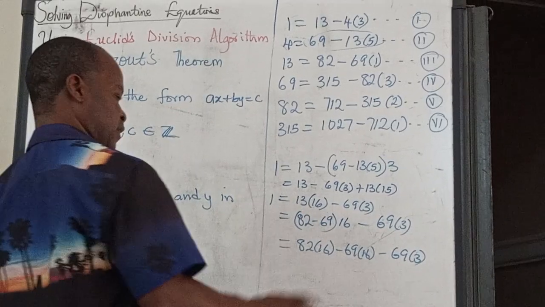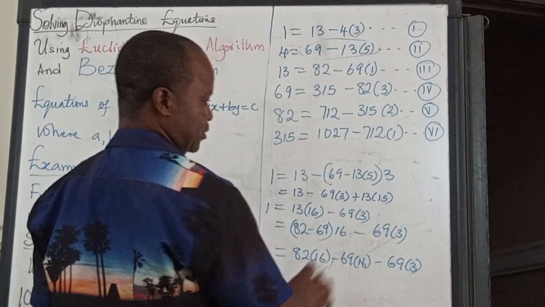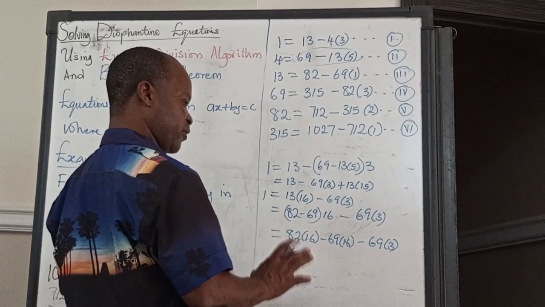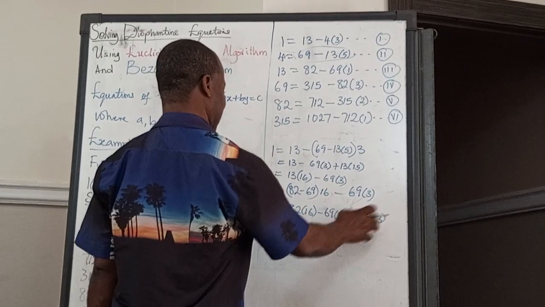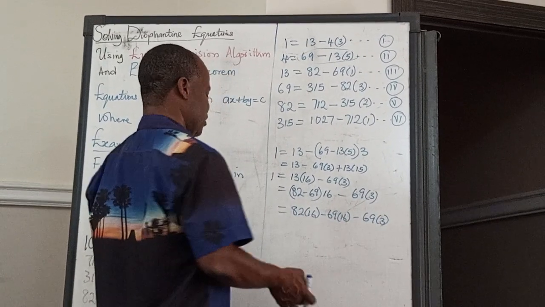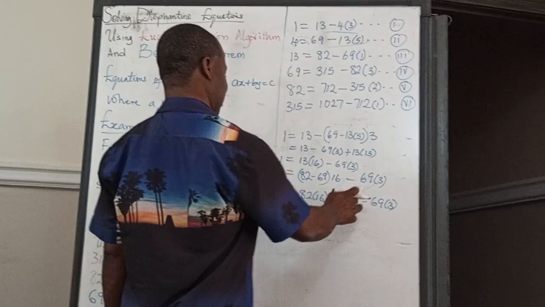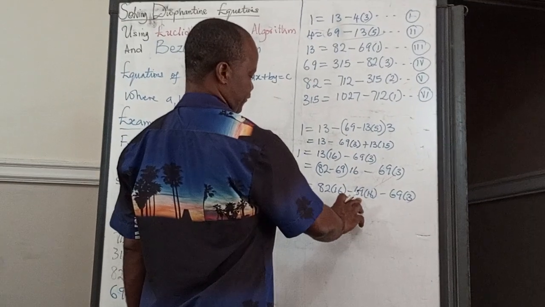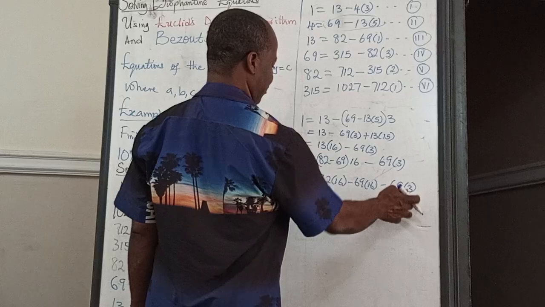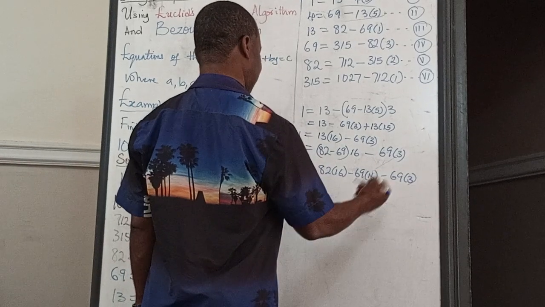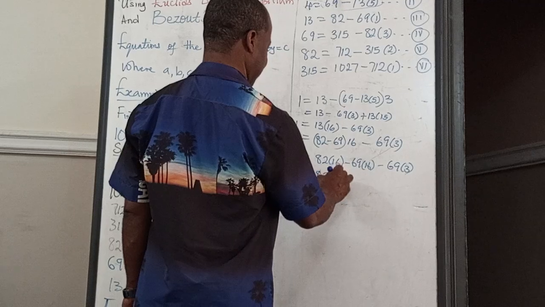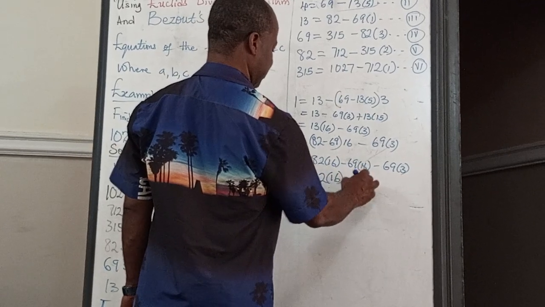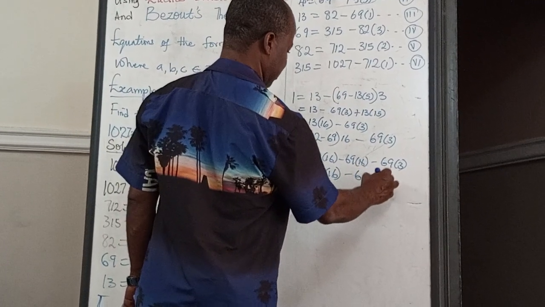Now, on the board, you can observe that 69 is a variable. That is how we see it as a variable. Now, let's look at 16 and 3 as coefficients. So we have minus 16 of 69 minus 3 of 69. That will give us minus 19 of 69. So we have 82 times 16 minus 69 times 19.